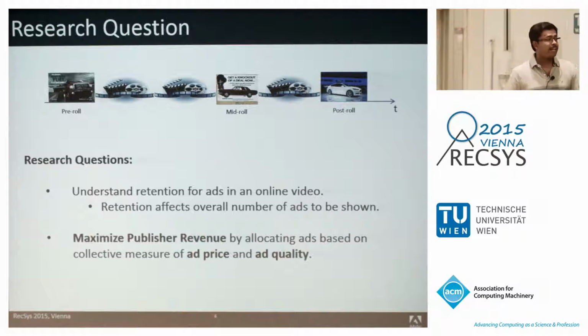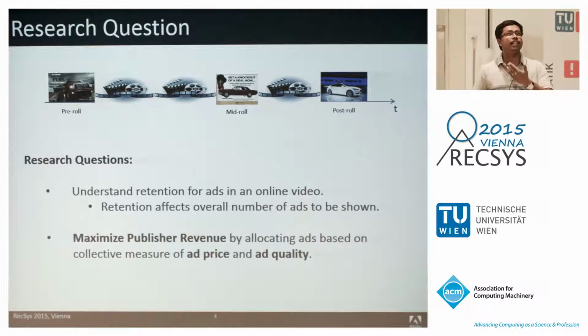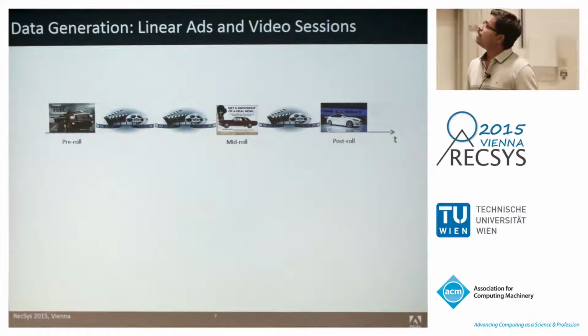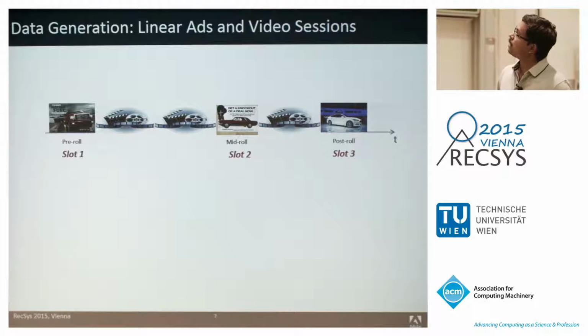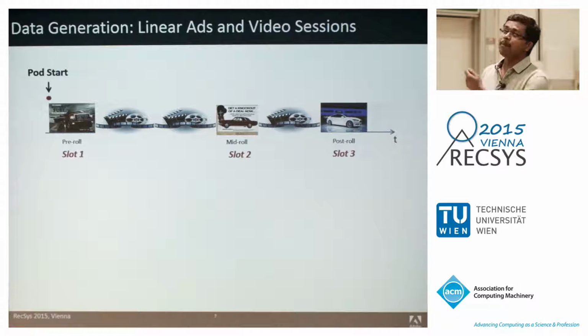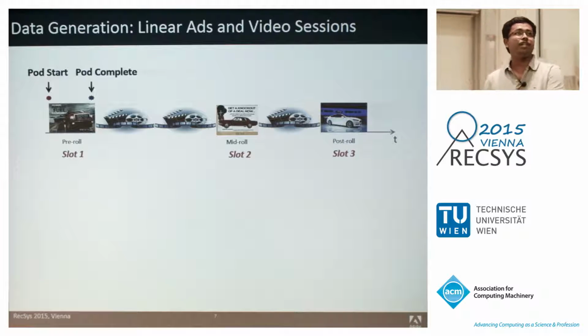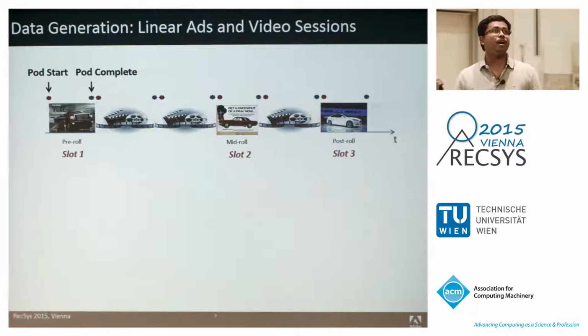With that, let me take you over to how the data is generated at the back end. When you request a video, it creates a playlist with slots in which you can put the advertisements, and then you have video segment 1, video segment 2, and so on. At the back end, when you play the video, you have a pod start, a pod complete, and so on for the rest of the pods. You also have pod progress. Each of these pod start, pod complete, pod progress are all events.